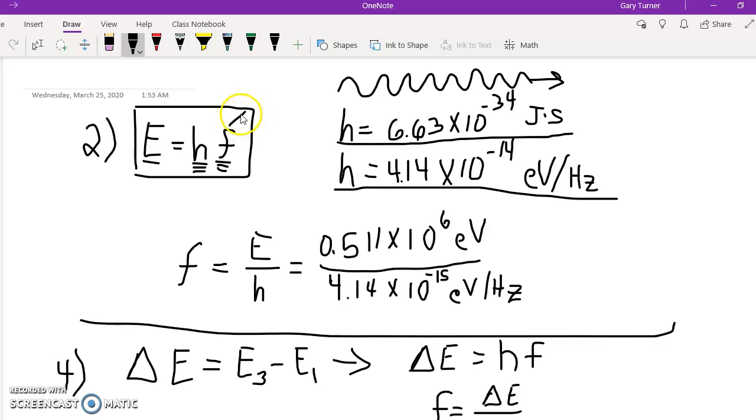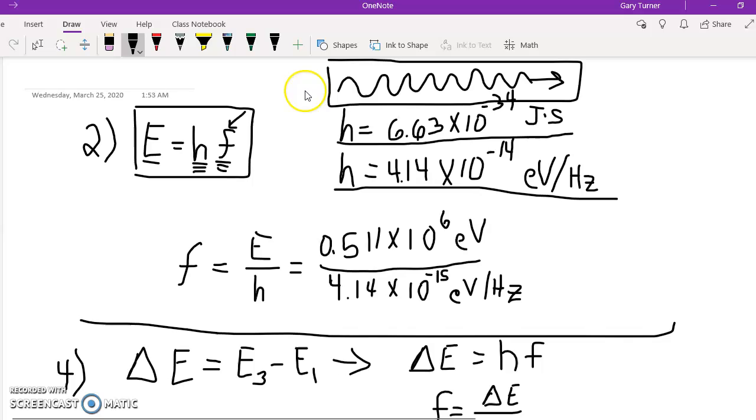So let's talk about this word frequency real quick. Okay, so what is frequency? Frequency is the number of cycles per second that a phenomenon or some oscillatory system executes. Now, what does this mean? So let's say we have a wave. Let's look at a wave right here. And let's say this is a photon, and I'm looking at the electric field oscillating up and down.